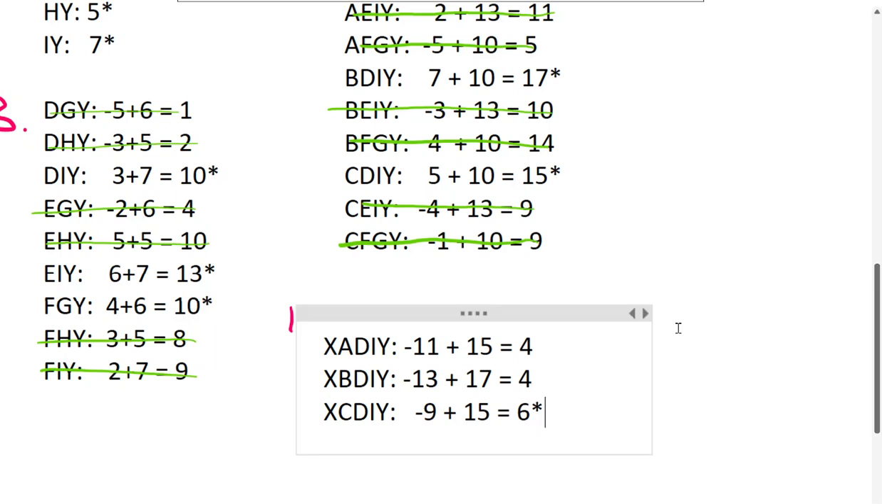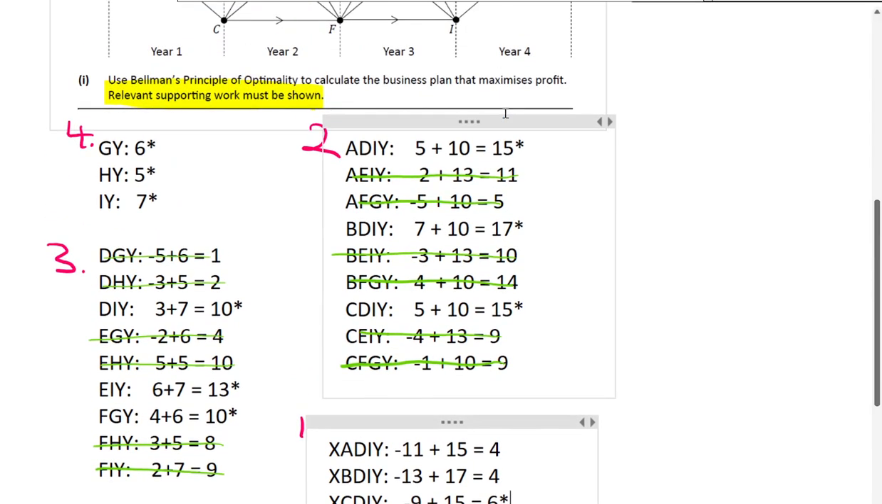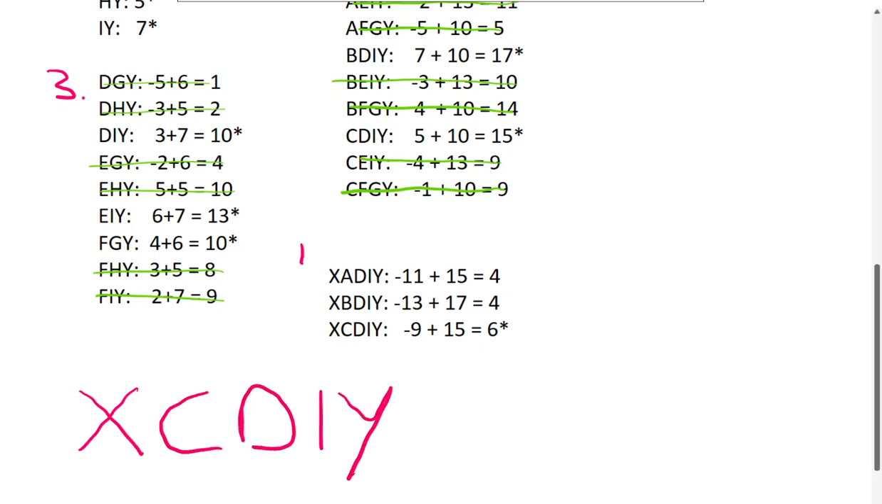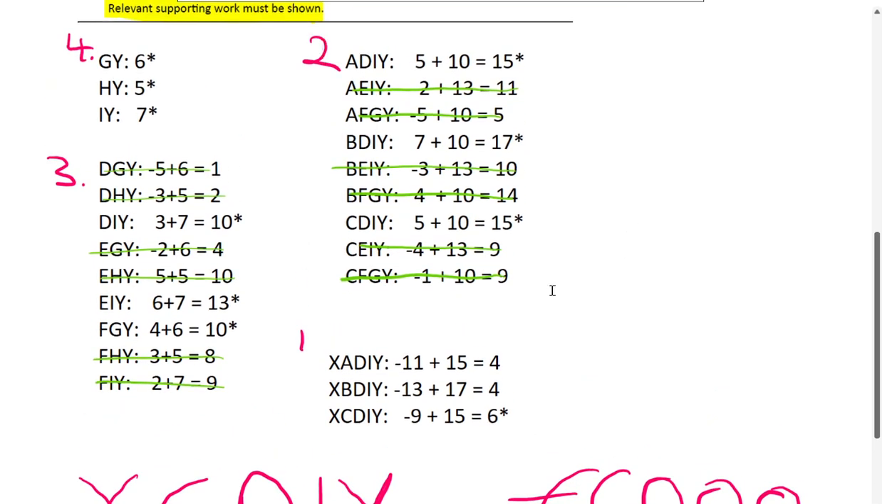After all that is a profit of 6. I think it's in thousands. So this is the kind of relevant work shown, just working through each stage. And the question was calculate a business plan that maximizes profit. So it was X, C, D, I, Y, and it was 6,000 in profit. And I'll stop there. Again, pause it, go back, work through the question yourself, and as soon as you get stuck, find this.